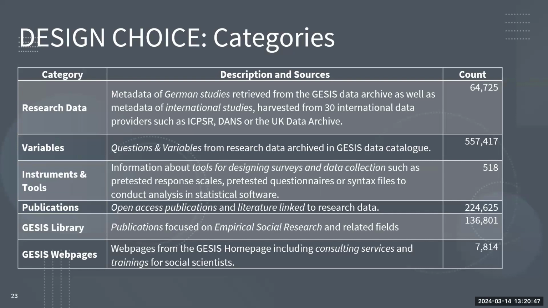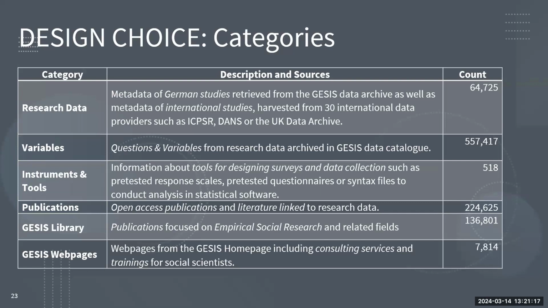archive. We also have instruments and tools. So this is about designing surveys and data collections. So we list here pre-tested scales and pre-tested questionnaires, and also syntax files to analyze data. In publications, we have a large number of open access publications from the social sciences and also literature linked to research data. And we come back to this point in a moment.